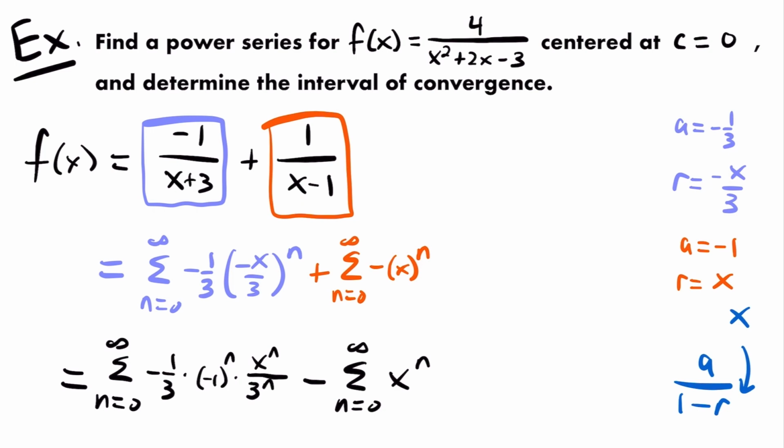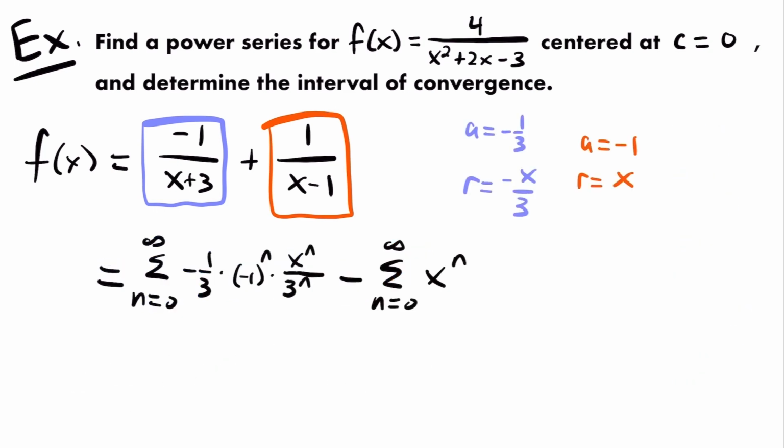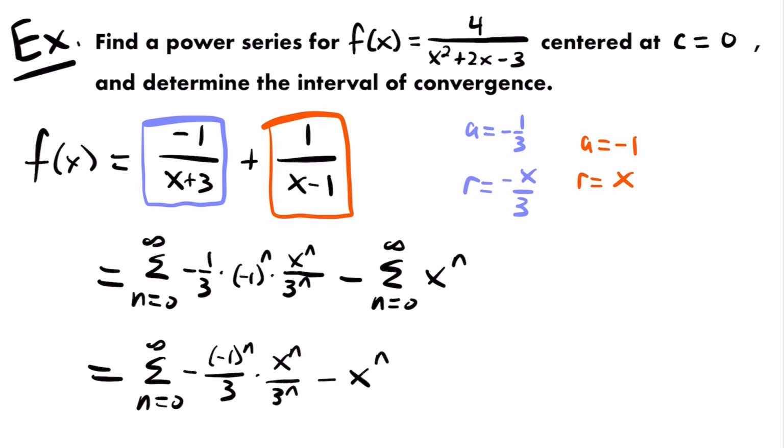All right, and so now notice that both of these power series are sums from n equals 0 to infinity. And so we can combine their contents. And so if I clean up my work, what we can now have is that this is equal to the sum from n equals 0 to infinity of negative 1 to the power of n divided by 3 times x to the power of n divided by 3 to the power of n minus x to the power of n. All right, all of this is part of this series. And now we can simplify a little further. We have 3 and 3 to the power of n in the denominator, so we can combine those exponents and have 3 to the power of n plus 1.